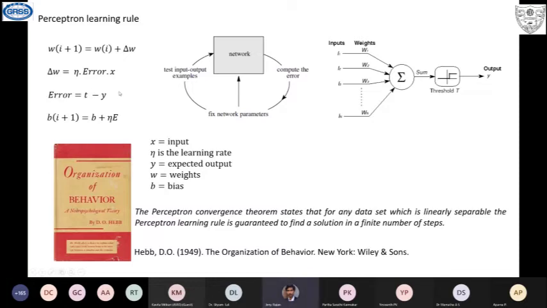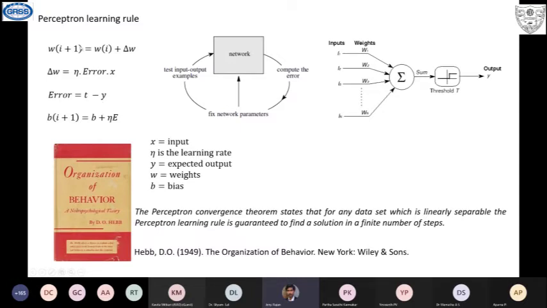and the expected output. You just assume that y is the expected output and a t is the predicted output. So if there is an error, that means the value of the parameters are not optimal and you have to update it, right? So if error is 0, you can see that delta W will be 0 and weights will not be updated. Otherwise, the weight will be updated. Similarly, the bias also will be updated.